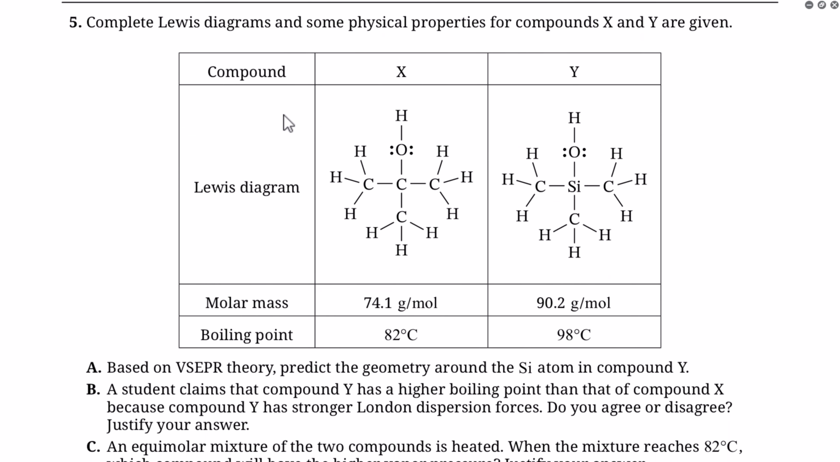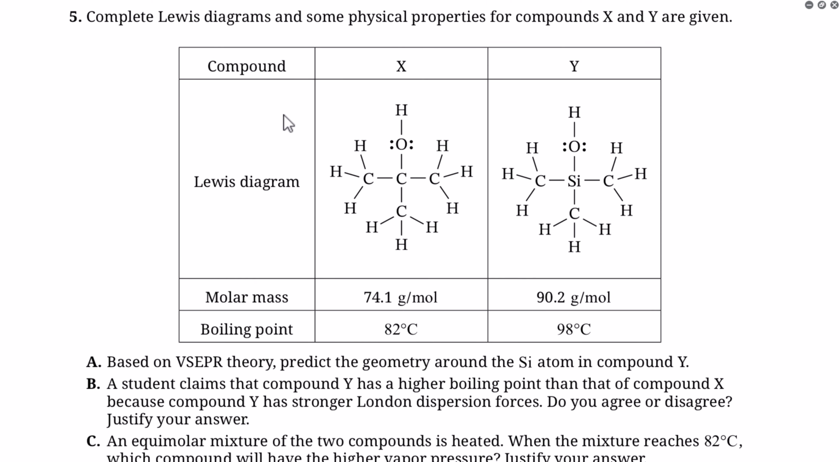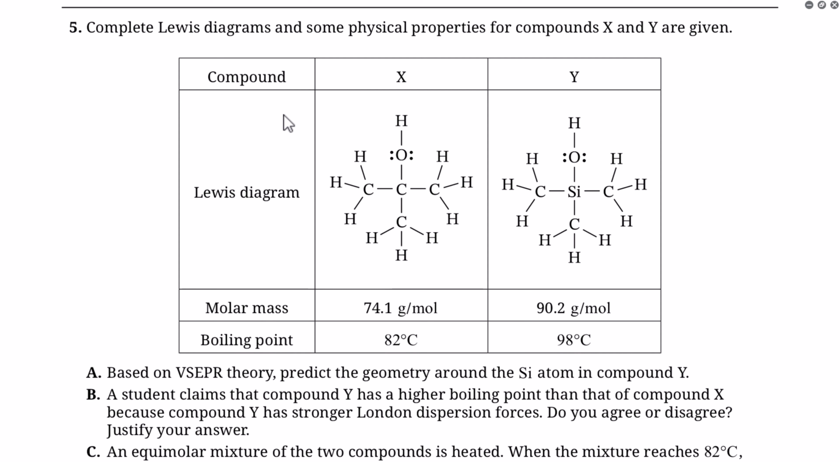It says complete Lewis diagrams and some physical properties for compounds are given. So again, let's go through and analyze this. It says based on VSEPR theory, predict the geometry around the Si atom. 4 atoms and no lone pairs. My goodness, that is tetrahedral at its finest.